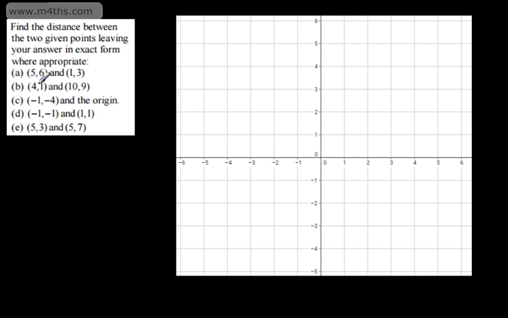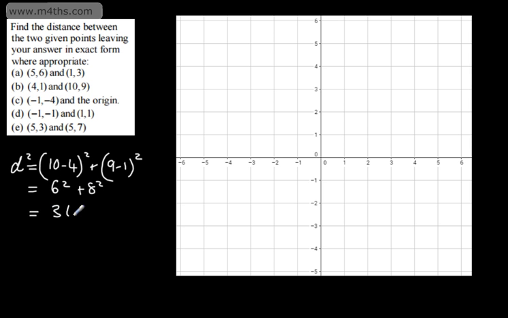Okay, let's look at the next one. We got 4, 1 and 10, 9. If you're really quick, you can do this without trying, because we can look at the difference in the x-coordinates. So d squared is 10 minus 4, all squared, which is 6 squared, plus the change in the y-coordinates, 9 minus 1, all squared, which is 8 squared. That's 36 plus 64, which gives me 100. Therefore, the square root gives me positive 10. So the distance between those 2 points is 10.